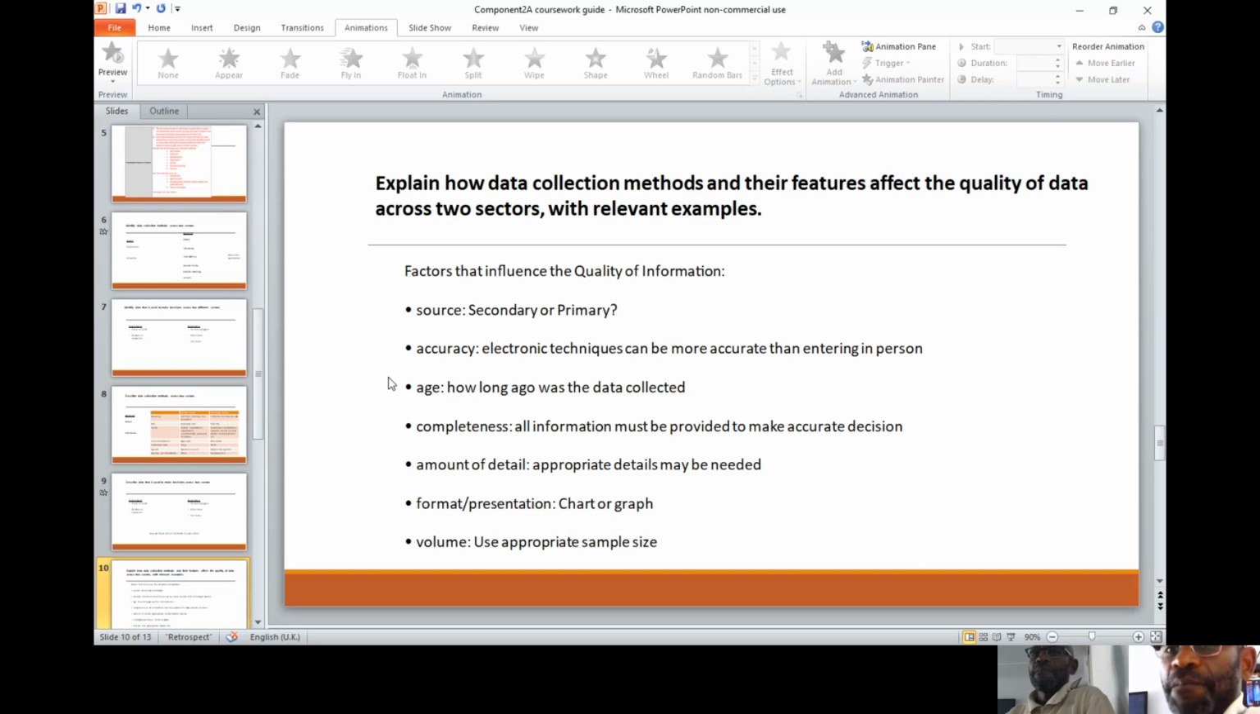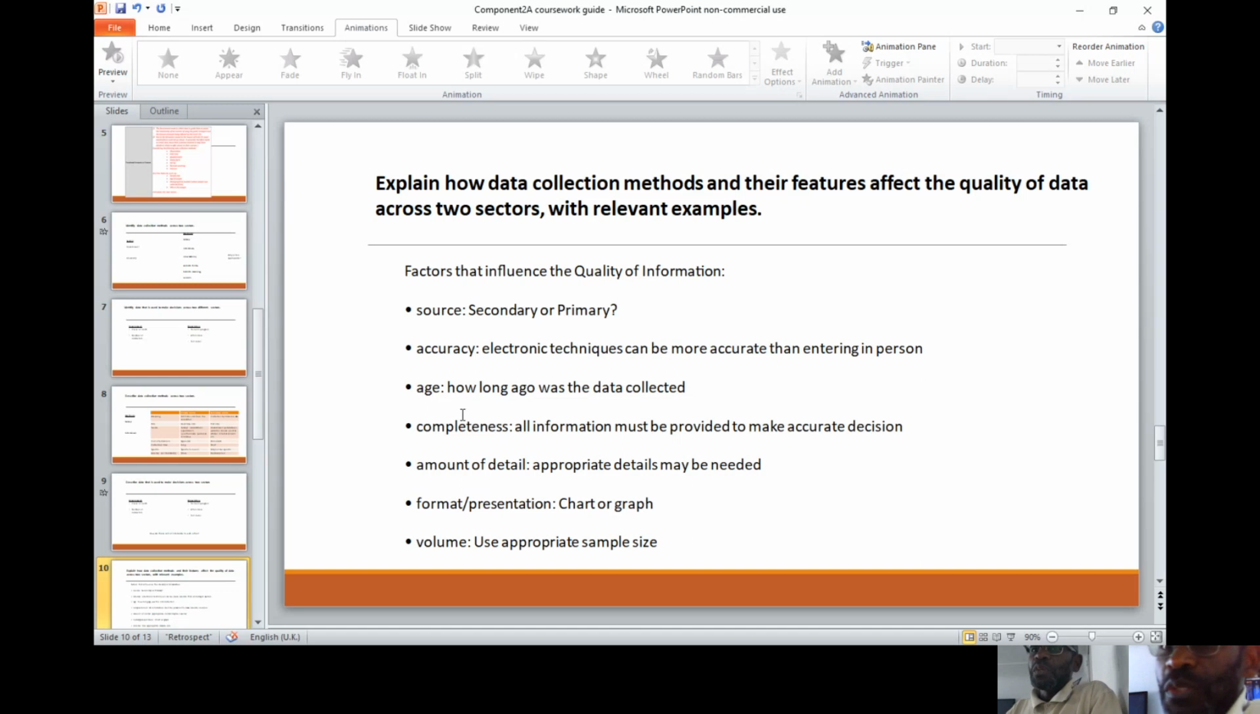So now let's look at the features of a data collection method. The features are the source, where the information is coming from. Is it primary or secondary? Then accuracy, how accurate that information is. Usually, if we collect information using electronic means, it will be more accurate than collecting the information personally. And the age of the information, how current the information is.